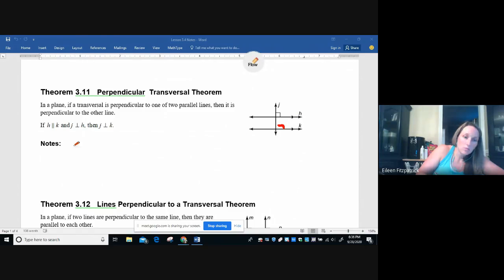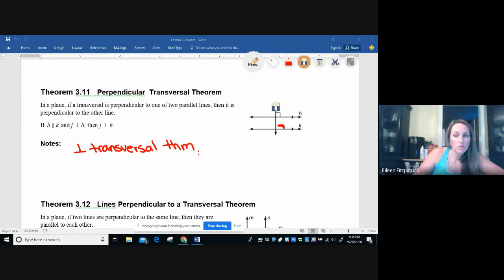Okay, so in a proof, we would just call this the perpendicular transversal theorem. And to be honest with you, I don't know if I've ever actually used this theorem in a proof. Not saying that you can't, I just don't think I have. All right, so we don't use it very often. It's more going to be used for looking at diagrams and doing algebraic problems. All right, let me scroll down.